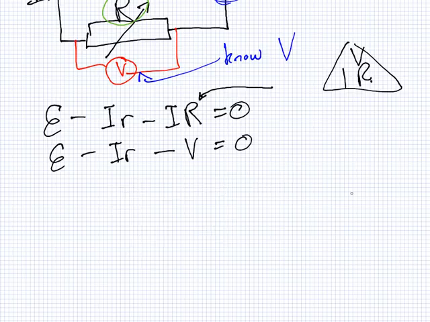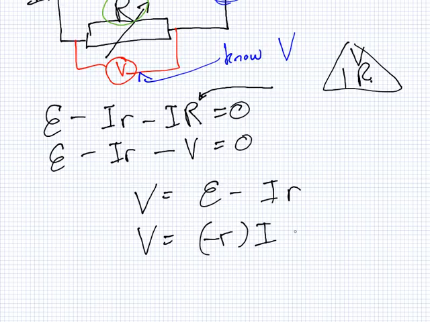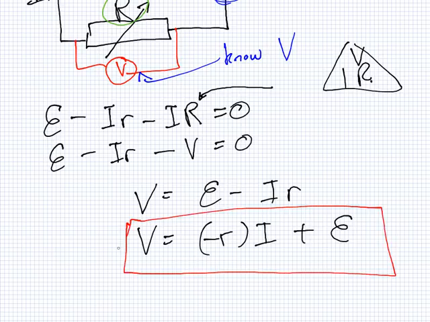So if you can write this underneath, you can say V equals E minus I R. Then I divide. Oh no, that's it, I'm finished. Sorry. So now I have V equals minus R I plus E. Beautiful. I'm trying to get to this formula. Okay, now I've got it, so I'm happy.